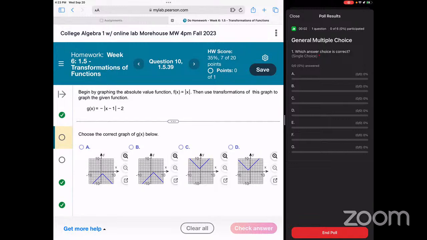So for this one, it says begin by graphing the absolute value function, right? And this gives you a chance to get some live feedback. The way I'm doing it is anonymous, so nobody's gonna know. There is a vote for B. Let's keep going. The parent function is absolute value of x, then use transformations to graph this function, right?